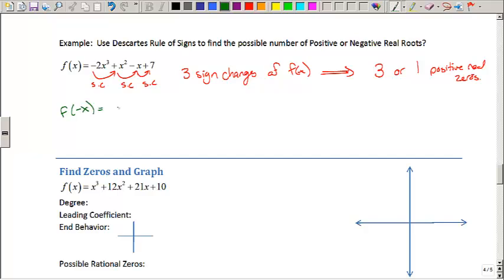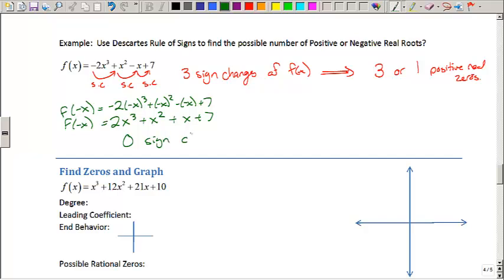To find the possible number of negative real roots, I'm going to have to evaluate f at negative x. Negative x cubed is still negative x cubed, times negative 2 is positive 2x cubed. Negative x squared turns into positive, plus x plus 7. And it looks like I have again 0 sign changes of f of negative x. And this is going to tell me that I have 0 negative real zeros.